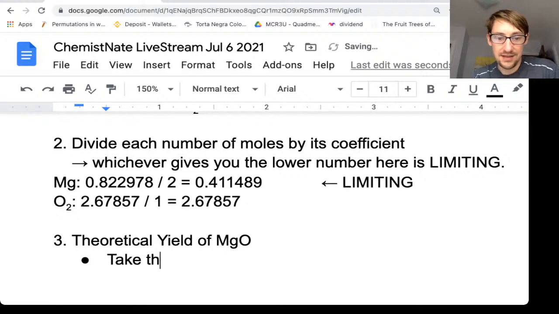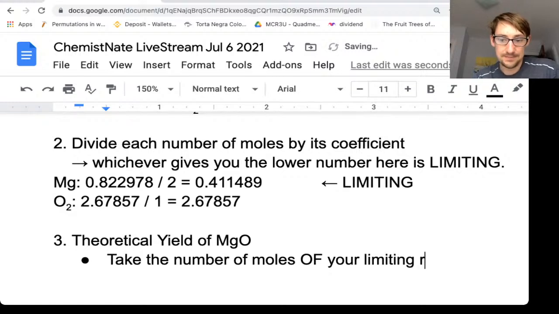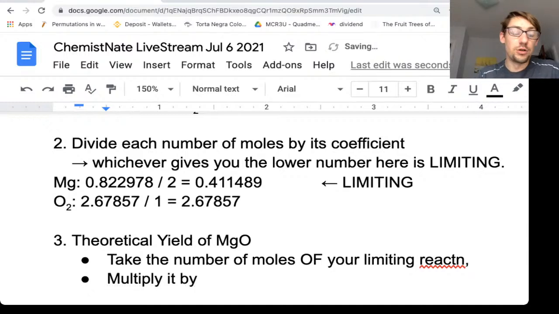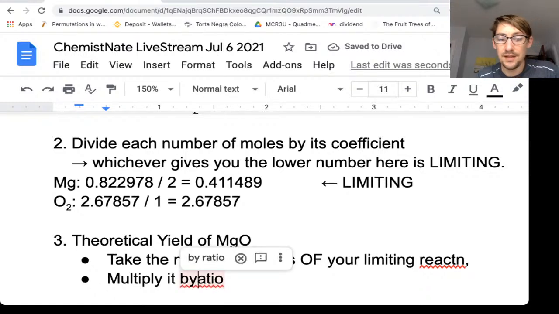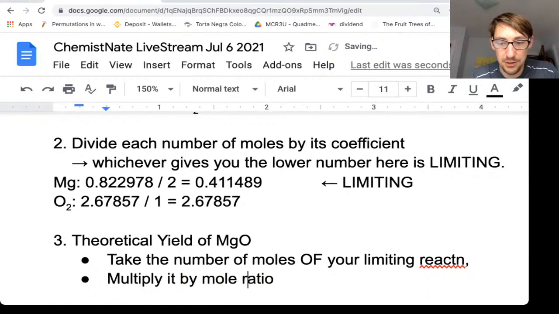Take the number of moles of your limiting reactant and you're going to multiply it by the mole ratio. I'll show you what the mole ratio is in just a moment once I fix all of these errors.